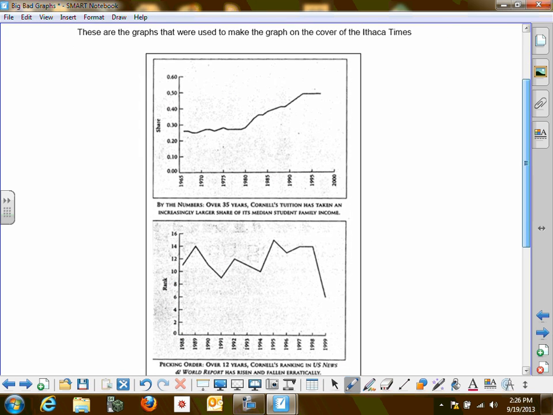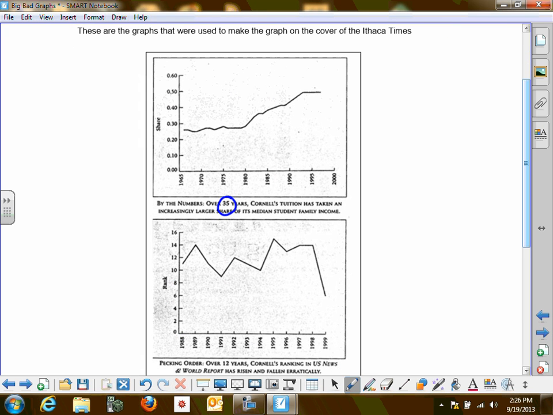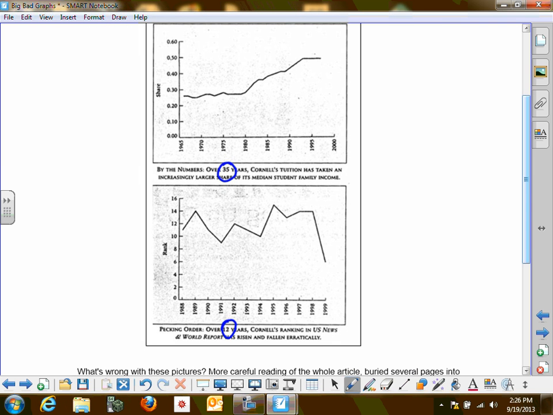Right here. Sure, this is over 35 years, and this is over 12 years. Even with that discrepancy aside, look, this is the rank. It's from U.S. News and World Reports. We've been ranked on the U.S. News and World Report list in the top 100 schools in the nation.